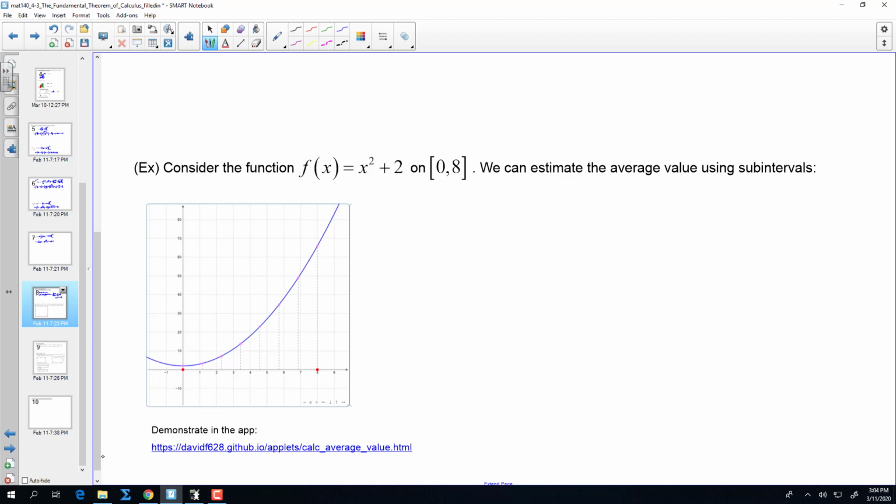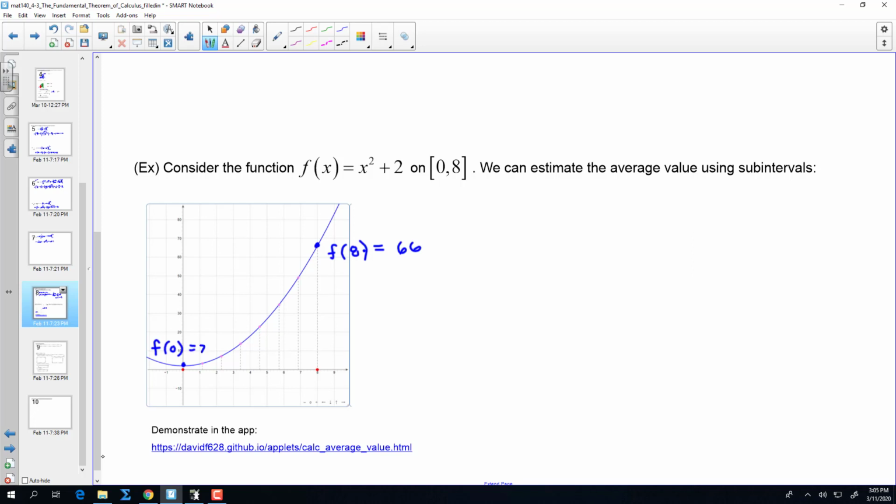I'm going to pull up an application to make that a little bit easier, but the idea is just exactly this. So if I use a couple of subintervals, not a whole bunch, just for simplicity's sake. The height of this function is defined as f evaluated at 8, which would be 8 squared plus 2, which is 66. The height at 0 is going to be the value 0 squared plus 2, which is 2.